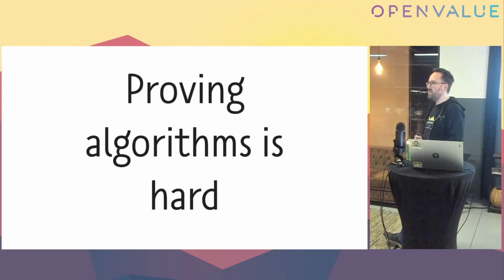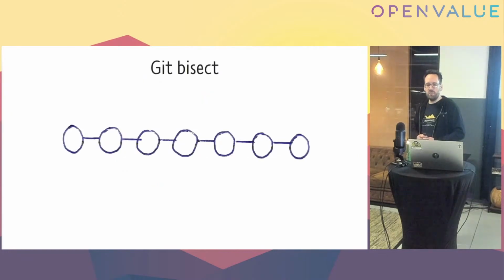So what's another place where you might run into binary search? That is called Git bisect. I don't know if anybody here uses Git.